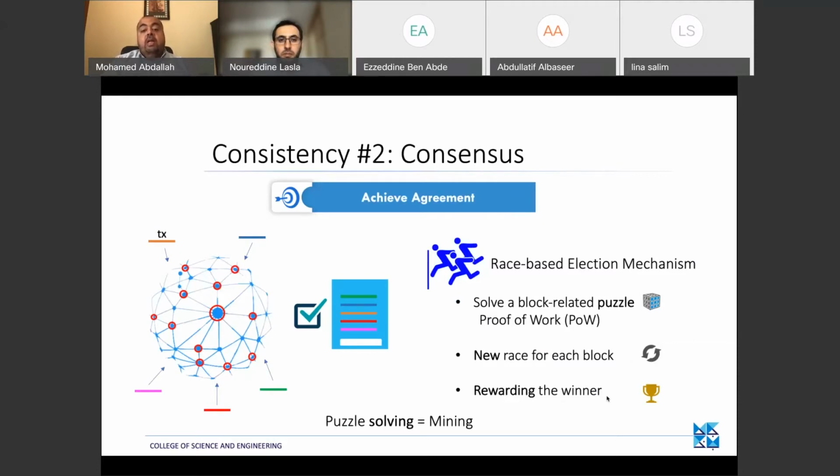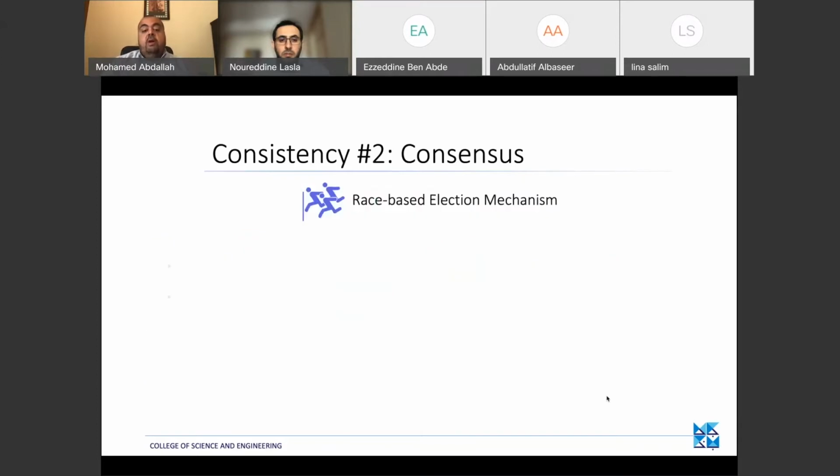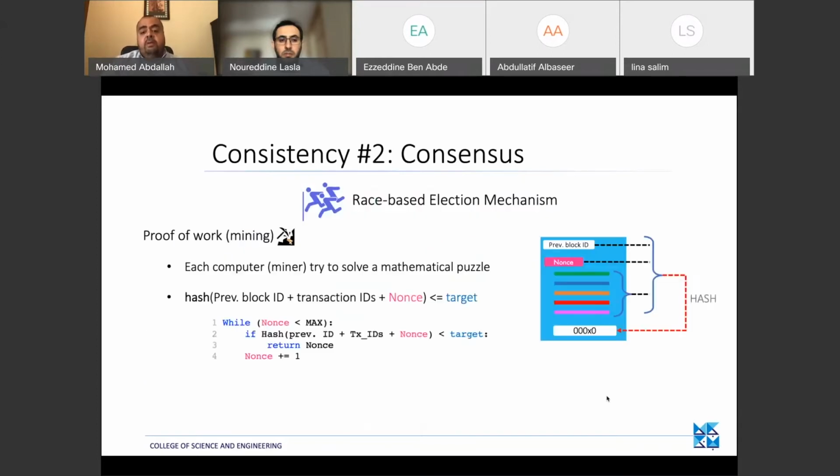And we reward the winner. For example, in Bitcoin, the winner can get a Bitcoin, or a part of a Bitcoin, in case he wins the puzzle. This idea of puzzle solving is the mining, which all of you have maybe heard about related to Bitcoin. If you look at the technique, how it is done, it's very simple.